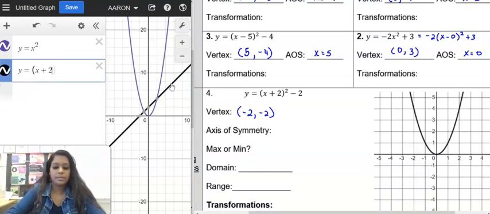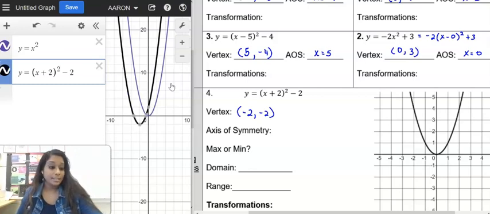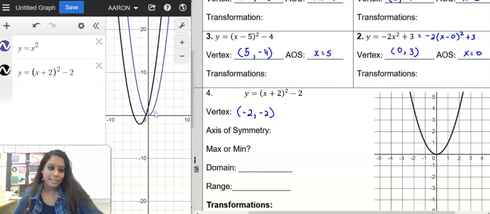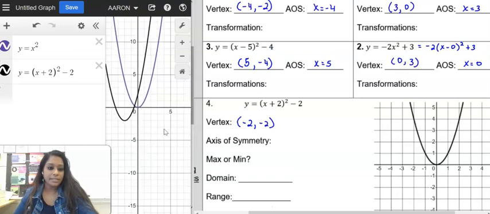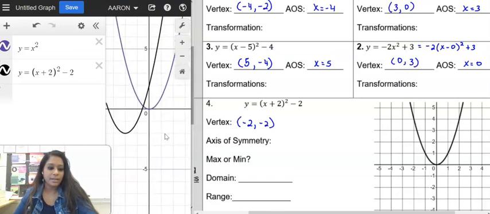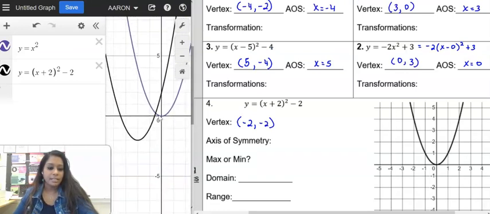X plus 2 squared minus 2. From the parent graph, which is in purple, it looks like it shifted to the left. I want to know how many units it shifted, because it's a little bit zoomed out right there. It looks like it shifted 2 units to the left. So this 2 right here is positive 2. Probably not a good example to have both of them say 2, but it shifted to the left.